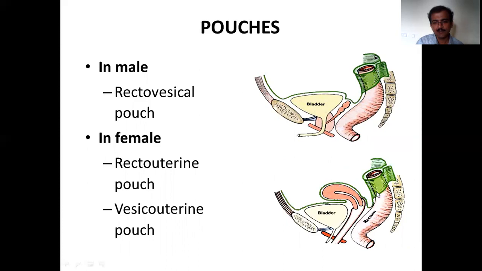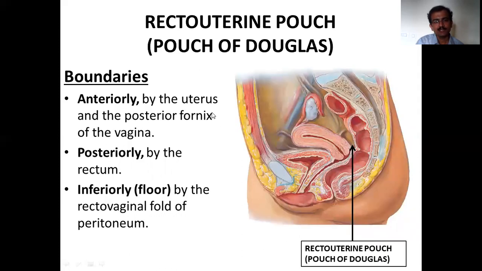Whereas in females, between the rectum and the uterus, there is the rectouterine pouch, which is also called the pouch of Douglas. And between the uterus and the bladder, this is called the vesicouterine pouch. This picture is the lateral section of the pelvis, these two pictures. The rectouterine pouch is an important question for your exam, so please study this in detail. The rectouterine pouch is also called the pouch of Douglas. Here you can see between the rectum and the uterus, this is the rectouterine pouch. What are its boundaries?